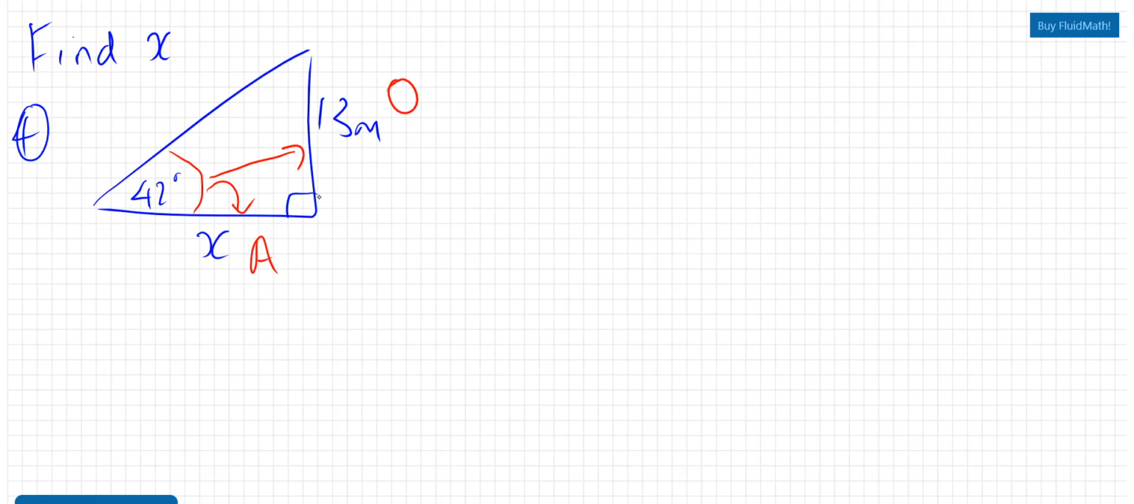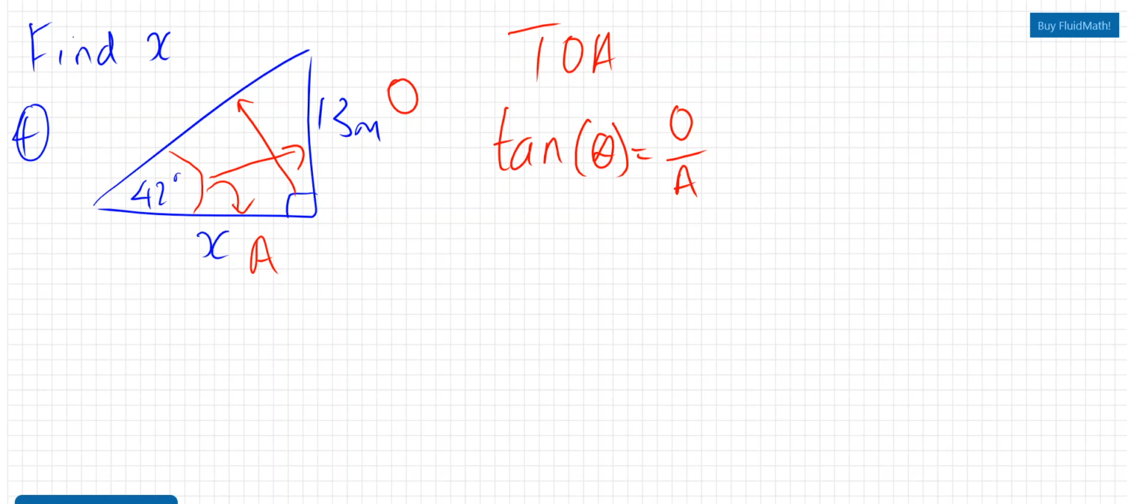So I have an A. And I can see there's my right angle. If I look at my right angle and my hypotenuse over there, there is no value there. So there's nothing there. I am not using my hypotenuse. So O and A, I know is TOA, which is tan. The angle is equal to opposite over adjacent.